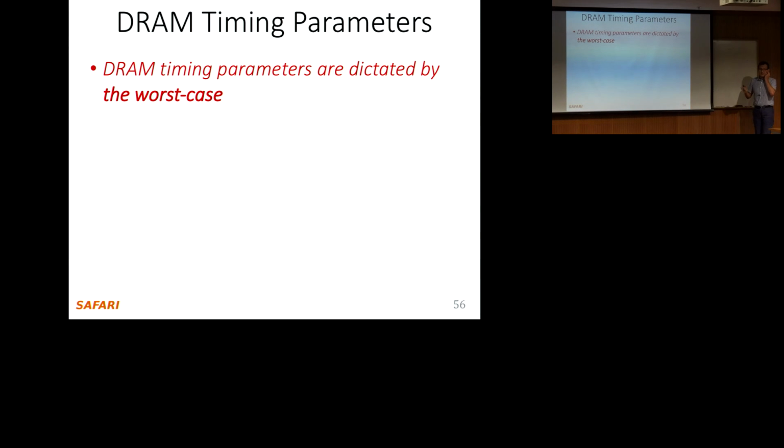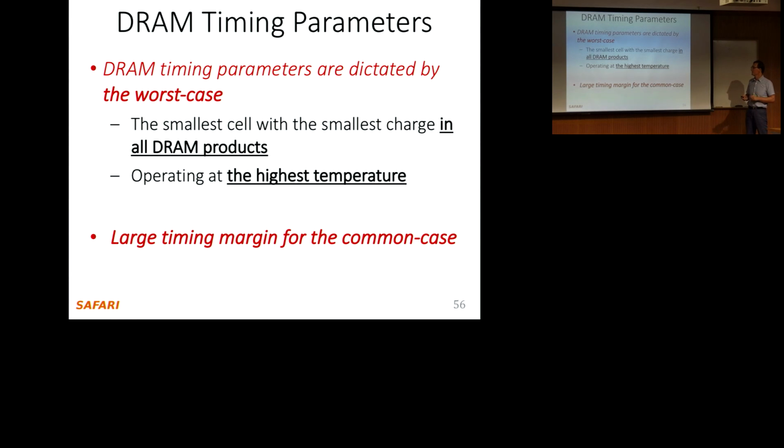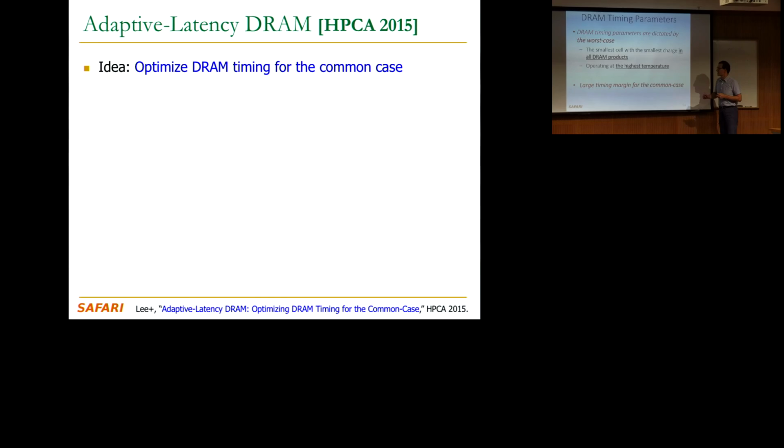Right. Okay, so the problem is DRAM timing parameters don't take into account any of this variation. They are dictated by the worst case plus margin on top of that worst case. What is the worst case? The small cell with the smallest charge in all acceptable DRAM products, operating at the highest specified acceptable temperature. And this leads to a large timing margin for the common case.